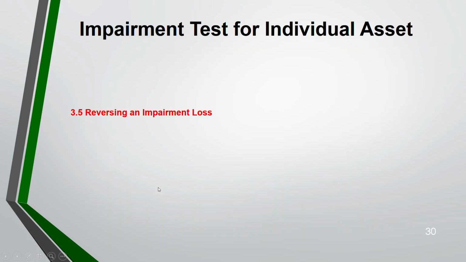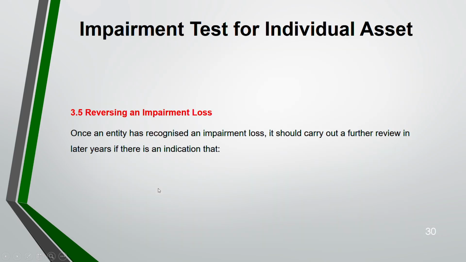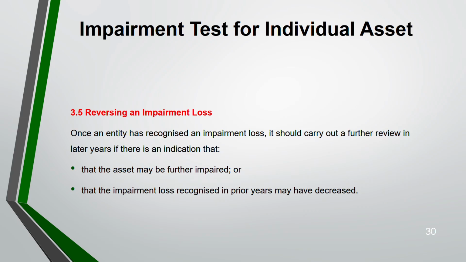Now, reversing an impairment loss. Once an entity has recognized an impairment loss, it should carry out a further review. They should not stop there. They should carry out a further review in the later years if there is an indication that the asset may be further impaired, or that the impairment loss you have recognized in the prior year has now reduced.